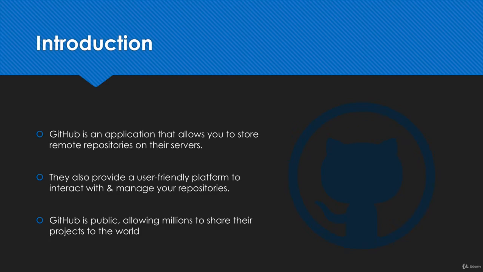So GitHub is, at its core, something that allows you to store your repositories on GitHub's shared servers. So it allows you to turn your local repositories into a remote repository. Now, obviously, anyone can create something like that, but what really sets GitHub apart is it gives you all of these opportunities and benefits and tools to interact with your repository in a user-friendly way. It's public. GitHub is a public platform which allows millions of users to share their projects to the world and interact with them in a user-friendly manner. So that's what GitHub is at its core.